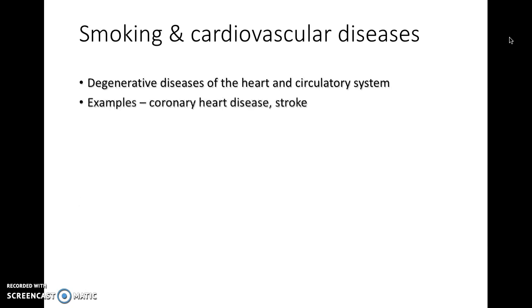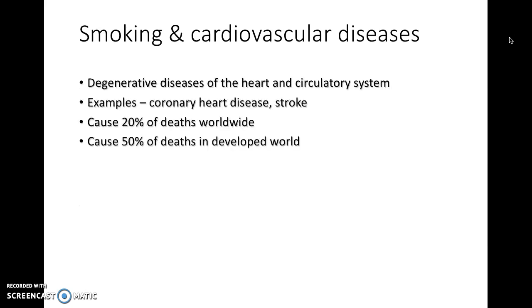Smoking and cardiovascular diseases. These are degenerative diseases of the heart and the circulatory system. You have coronary heart disease and stroke. It's the cause of 20% of deaths worldwide, and the cause of 50% of deaths in the developed world. It's multifactorial; smoking is one of several risk factors.